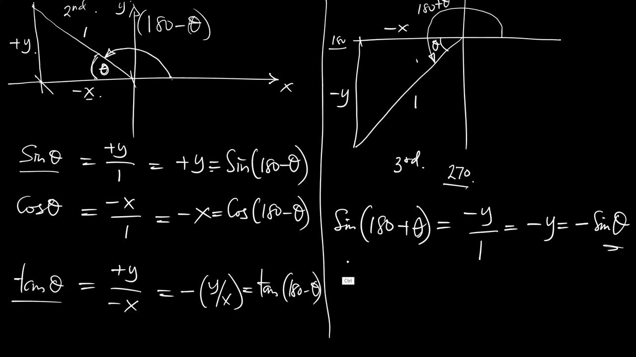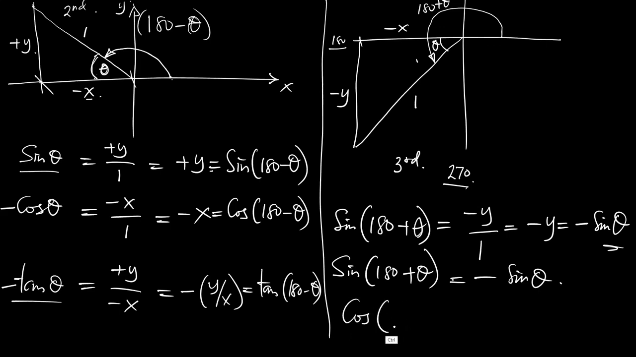So this is minus here, this is minus here, this is plus. So if you have sine 180 plus theta, it is equal to minus sine theta. Now for cos 180 plus theta, the cos is adjacent all over hypotenuse. So now you have minus x divided by 1, so you have minus x, and minus x is minus cos theta. So cos theta is minus in the third quadrant.